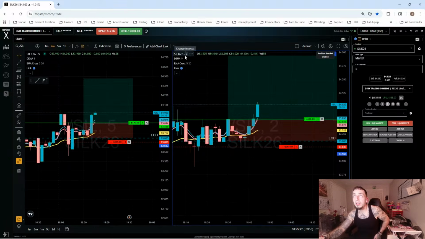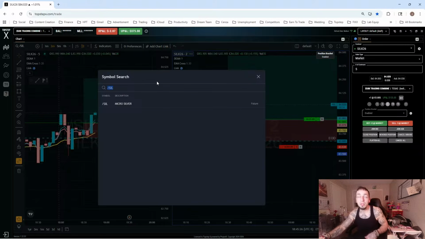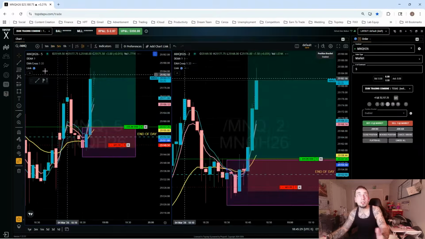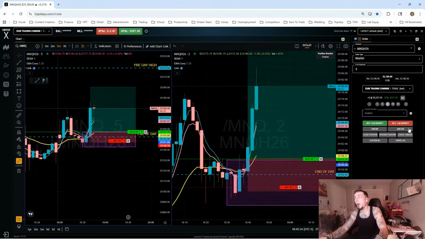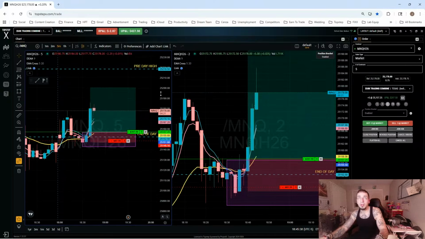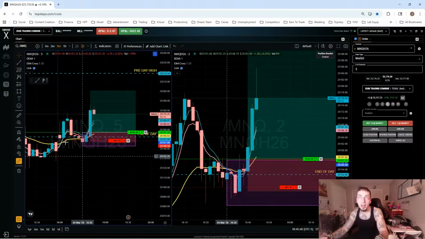How can I change symbol? MNQ. Changes them both. Of course it does. All right, what do I want to do here? I guess I'm going to target previous day high.